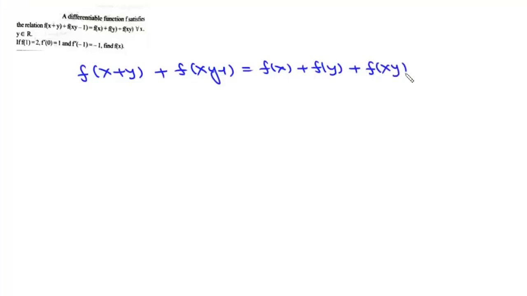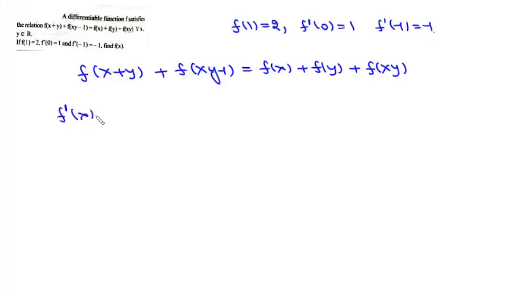Right, the question is, a differentiable function f satisfies the relation f(x plus y) plus f(xy minus 1) is equal to f(x) plus f(y) plus f(x) into f(y) for all x, y belongs to R, and it says f(1) is 2, f dash 0 is 1, and f dash minus 1 is minus 1. Find f(x). Now again for this, what we'll do is we'll write f dash x.